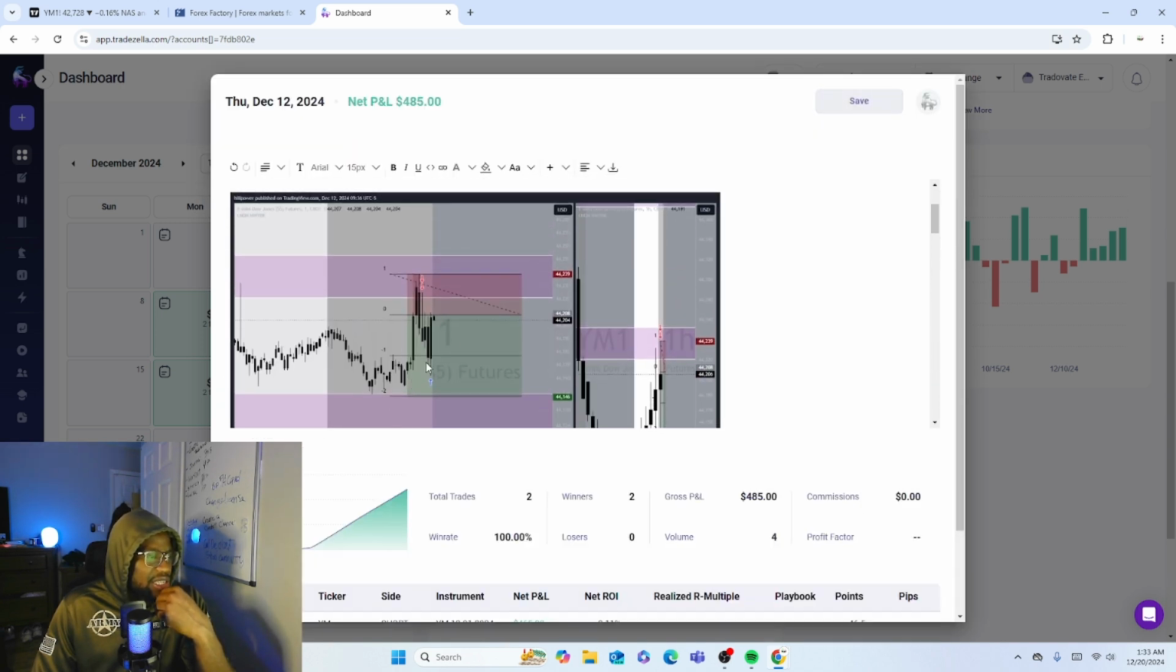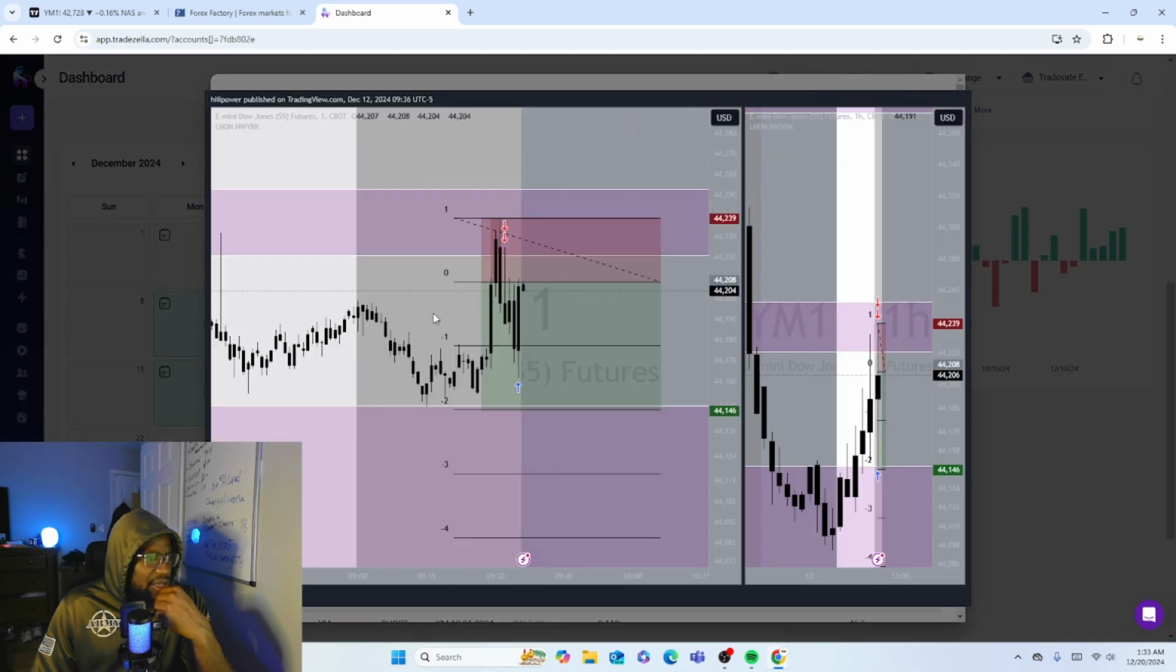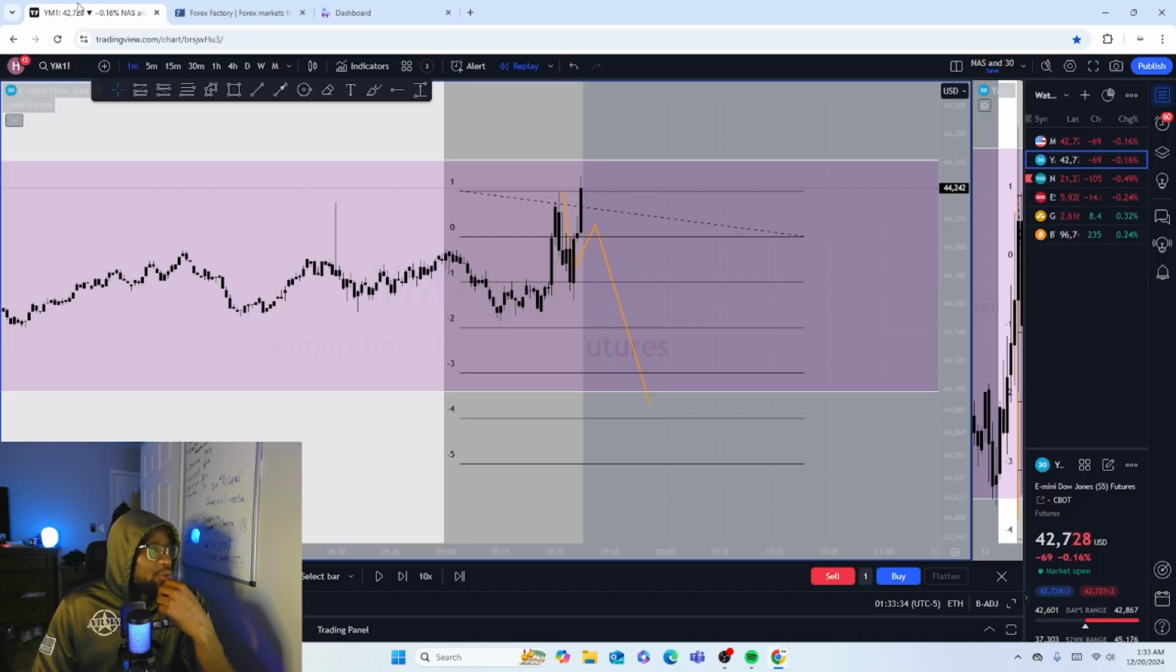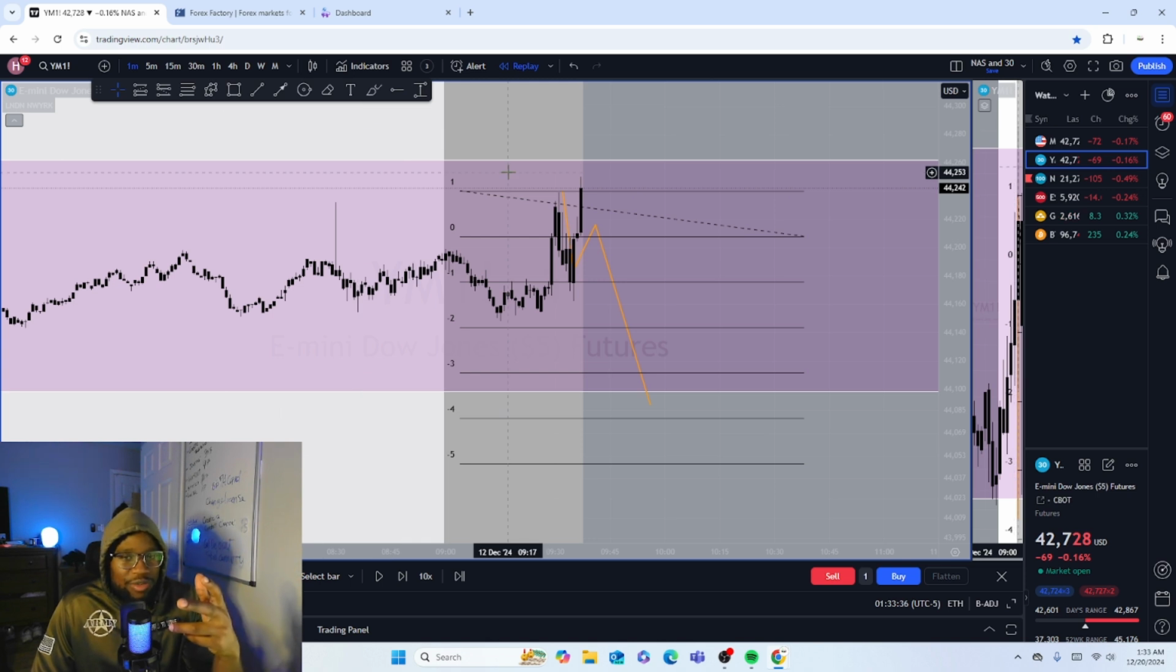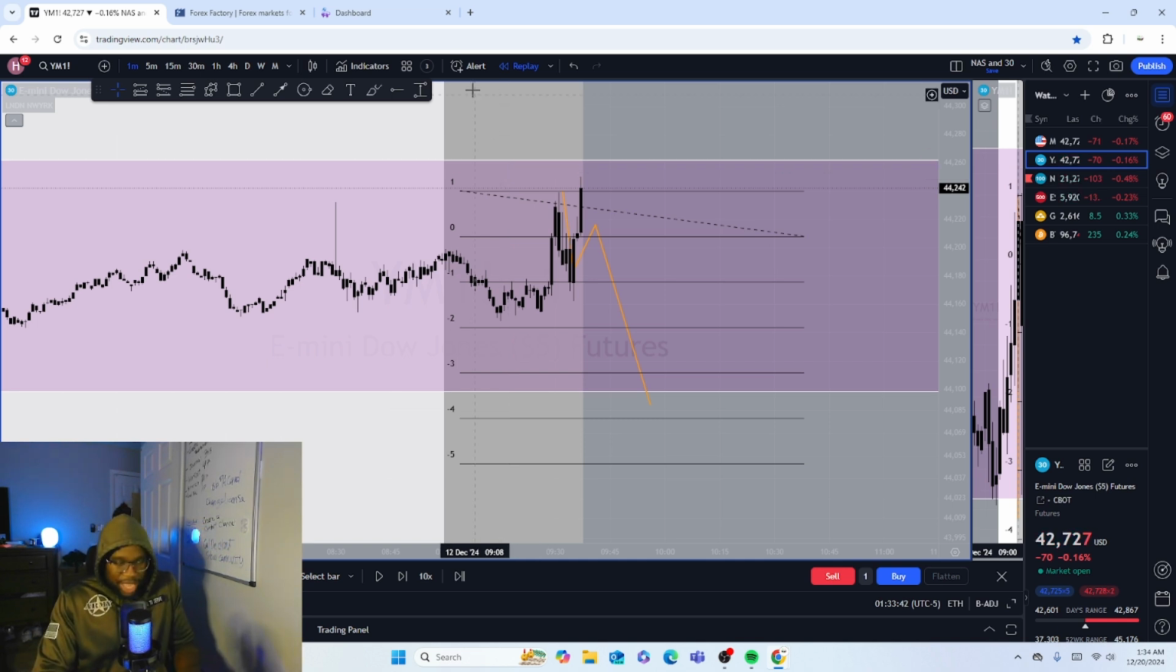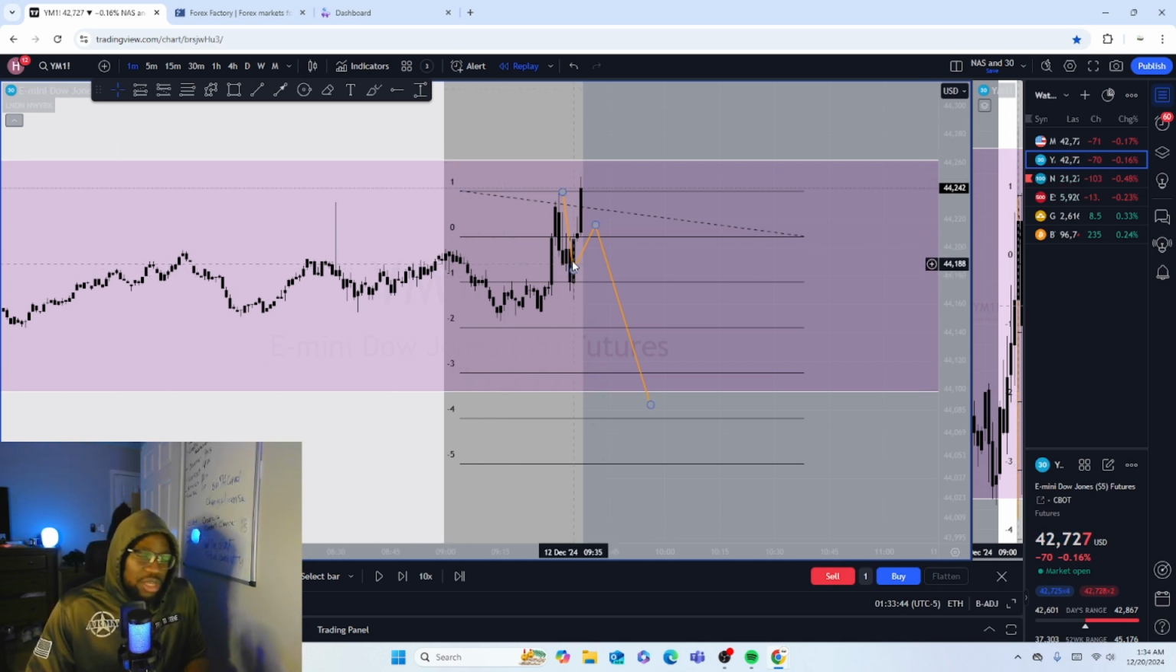I did actually take this trade. You can see I did actually take this trade. Oh, it hit TP1. Stop loss moved to break even. That's what happened. Once TP1 hit in 2 minutes, stop loss to break even.